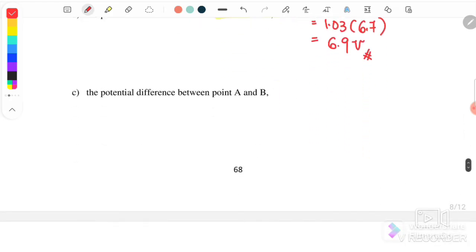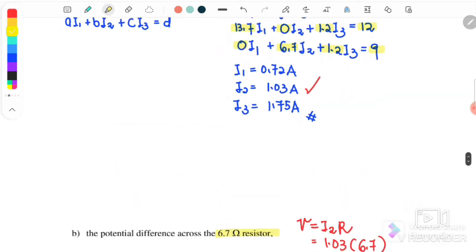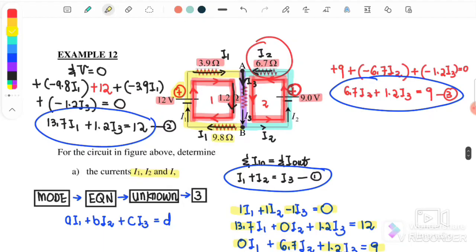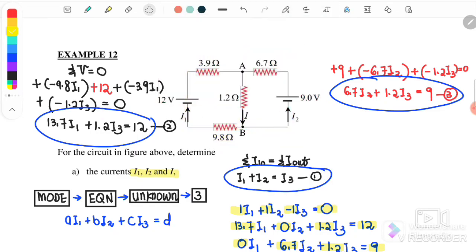Okay, next we continue with find the potential difference between point A and also point B. So we want to find the potential difference between point A and point B. So we'll refer back here. From point A to point B, actually we have different paths. Let me clean up this one first. Okay, I'll show you. To go from A to B, you can use this path. This is the shortest one, where from point A we go to point B.